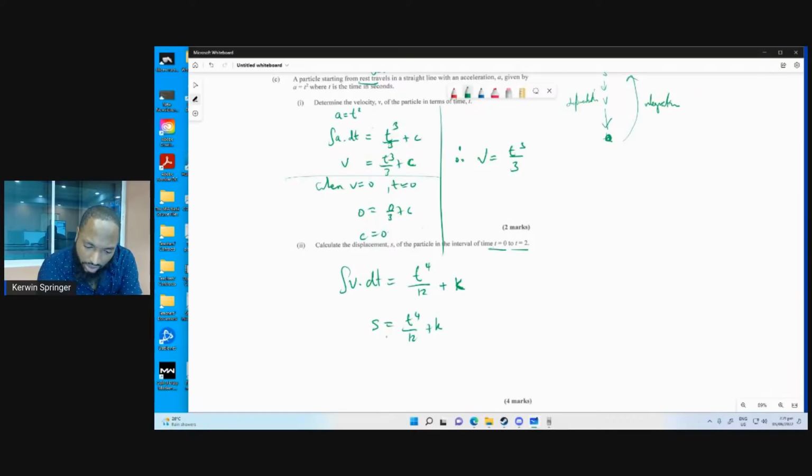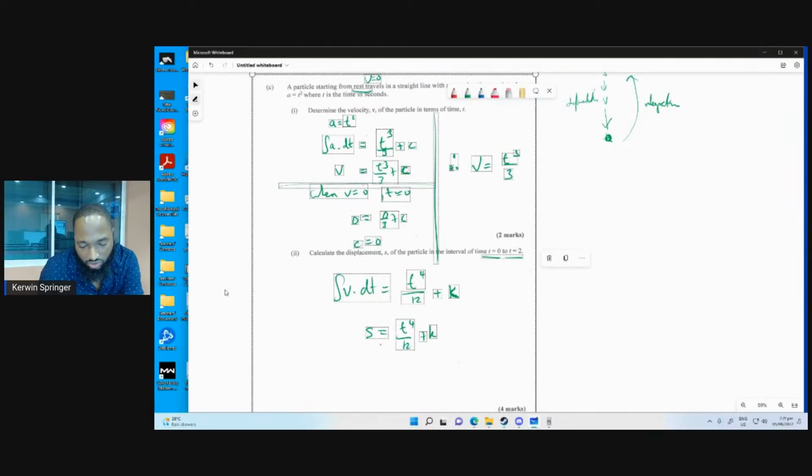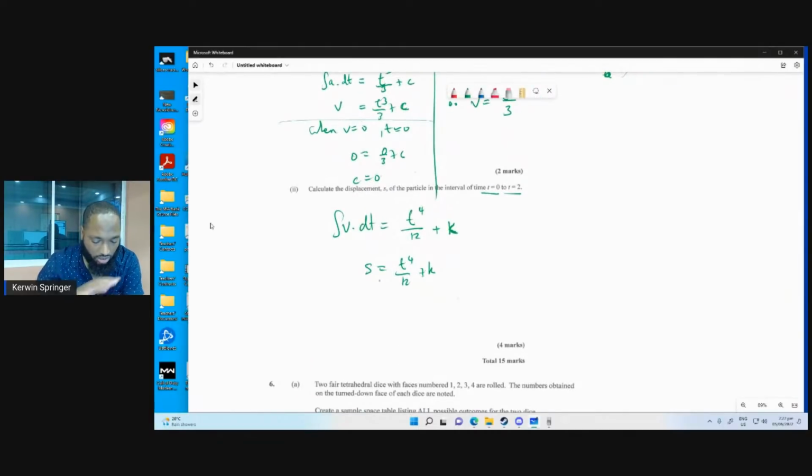Calculate the displacement. Starting from rest, when s is 0, t is 0. When t is 0, s is 0. Therefore, k is also equal to 0, similarly to how we got the constant earlier. So it's just s is equal to t to the power 4 over 12.